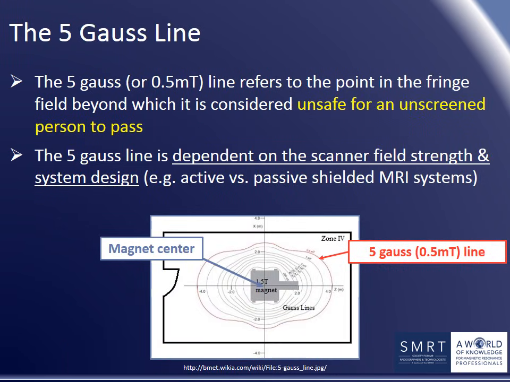In your department, you need to be aware of the 5 Gauss line of your MRI system's fringe field. The 5 Gauss line is the point in the fringe field where it is generally considered unsafe for non-MRI safety screened individuals to pass. The physical location of the 5 Gauss line varies between scanners and is dependent on the scanner's field strength and system design. Most often it's contained within the MRI scan room itself, but at some sites it may not be contained within Zone 4, so it's important you know where the fringe field extends to in your department.